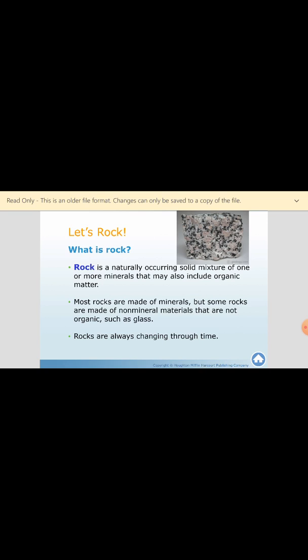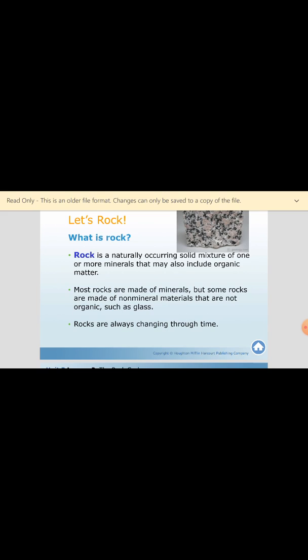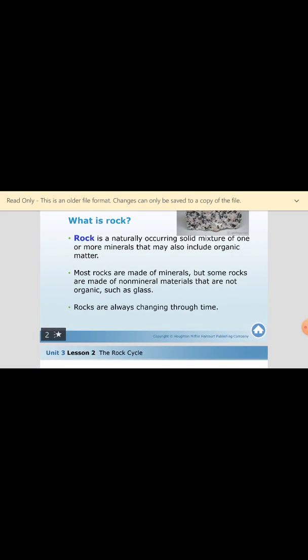So the difference between a rock and a mineral is that the rock can be made of more than one mineral, and it can include organic material. Sometimes rocks can also be made from some non-mineral materials such as glass. They can have non-mineral material, but this is not common.